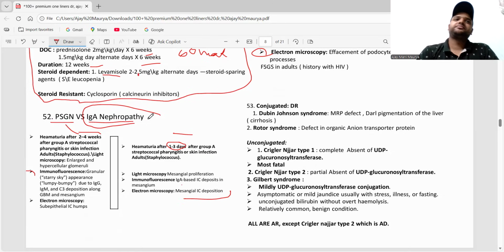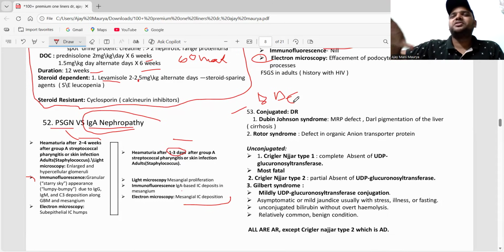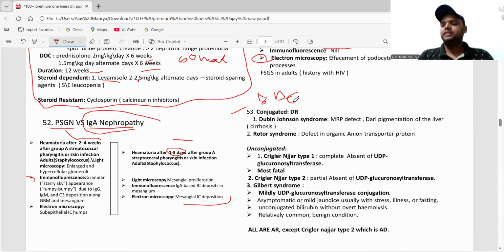Okay. Next one. Conjugated first. This one is very important. Conjugated hyperbilirubinemia is also called direct hyperbilirubinemia. Remember in the exam, this is how they will ask you: which of the following syndromes or diseases are associated with conjugated hyperbilirubinemia? That's how they will ask.